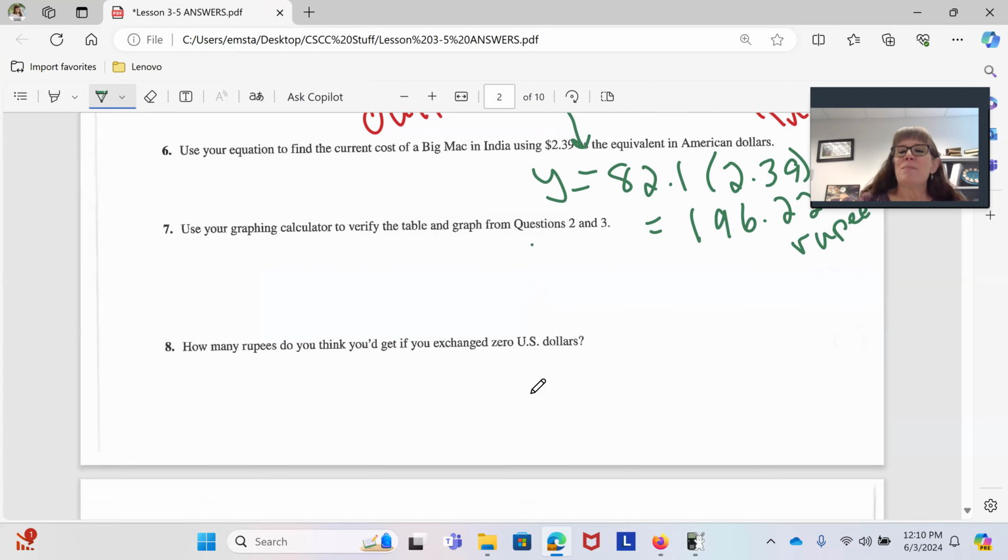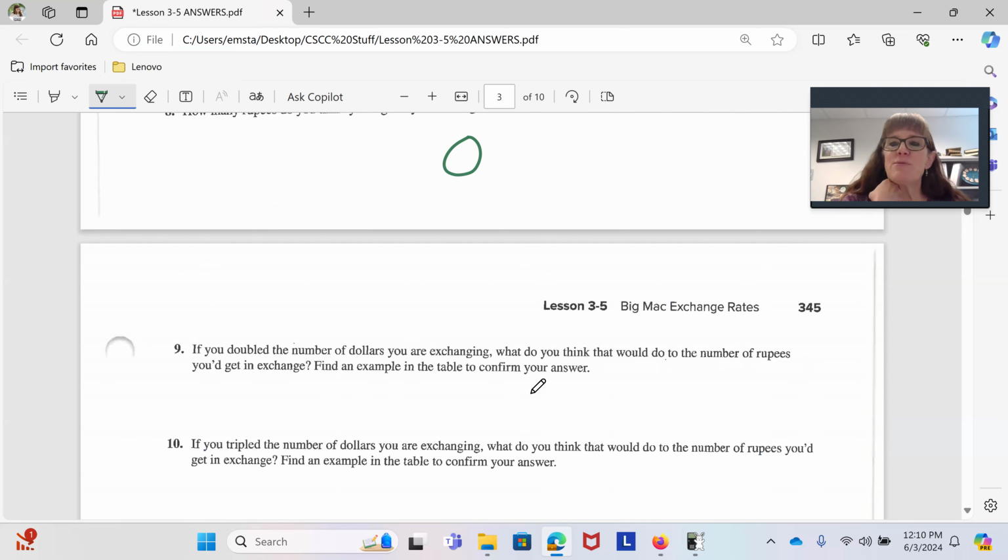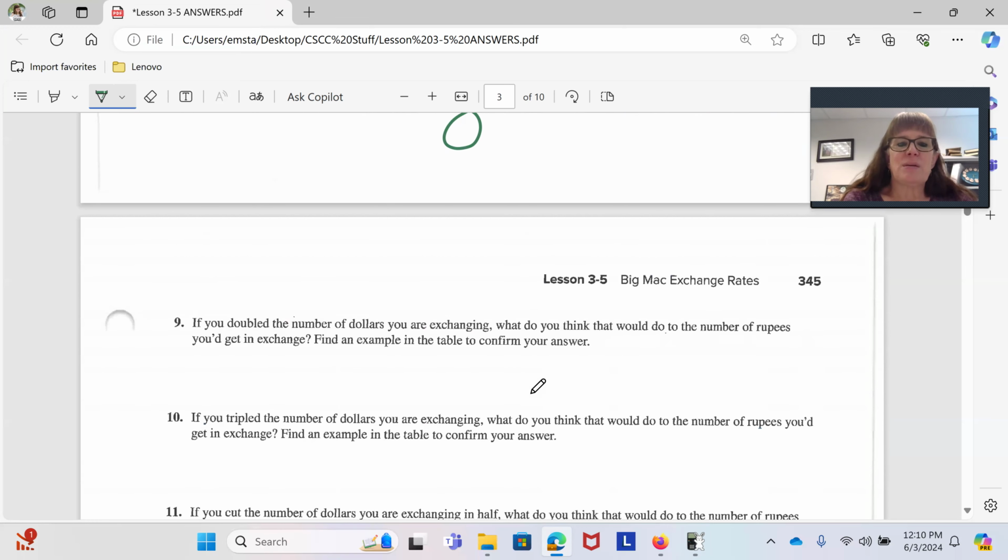Number 8 says, how many rupees do you think you would get if you gave them $0? Well, if I give them $0, I better get 0 rupees. On the next page, page 345, they ask us, if you doubled the number of dollars, what do you think happens to the number of rupees?